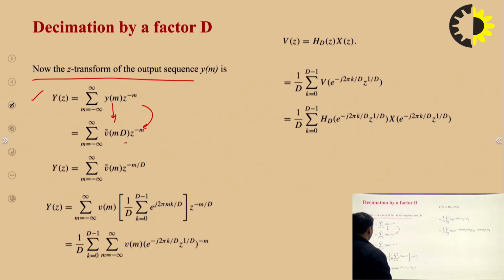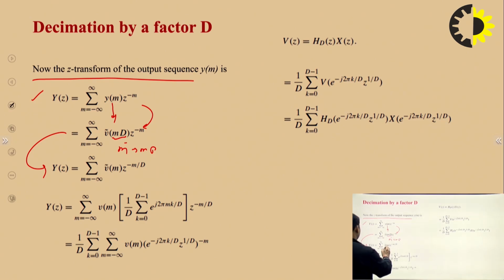After that, we have considered another factor, let's say m. So m equals md. This can also be replaced here. So the above equation can now look like this: y(z) equals the summation over m from minus infinity to plus infinity of v cap[m] times z raised to power minus m upon d.